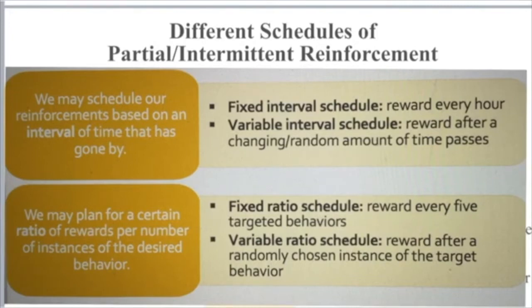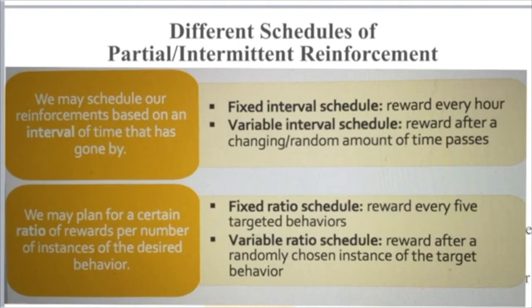When we schedule our reinforcements based on an interval of time that has gone by, this is going to be either a fixed interval schedule or a variable interval schedule, right? Fixed interval meaning we reward every hour. Variable meaning we reward after a changing or random amount of time passes. Like some calculated schedule: every 3 minutes, then 5 minutes, then 7 minutes, then 3 minutes, then 5 minutes, then 7 minutes, or whatever that might be. So that's based on an interval. So you have fixed interval and variable interval.